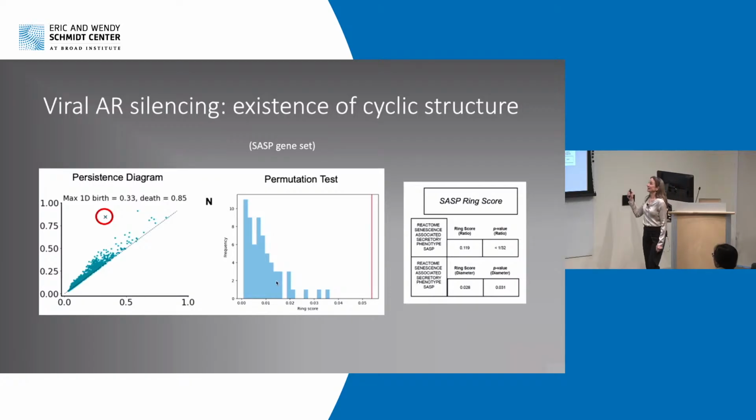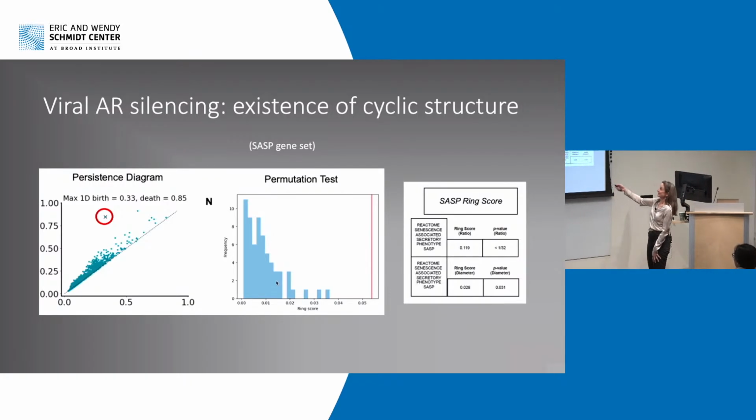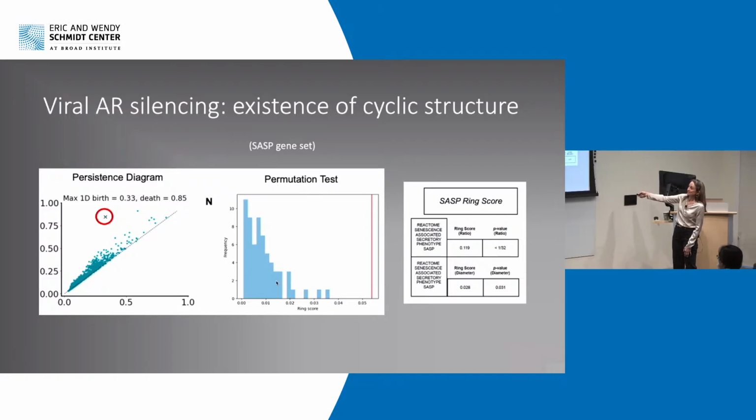Okay, now what about the existence of cyclic structures? In this case, we're looking at this SASP gene set. We do the persistence diagram, and we see a point that is far from the diagonal. How significant is it? That corresponds to doing this permutation test.